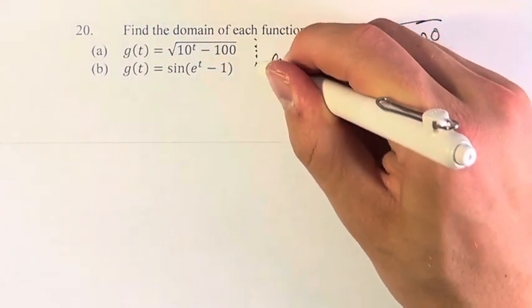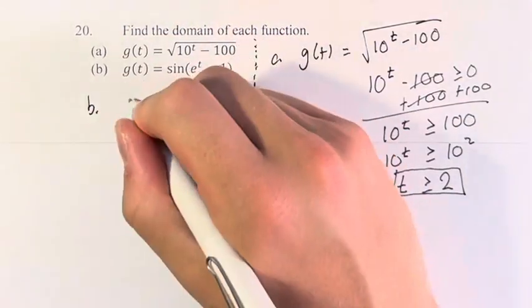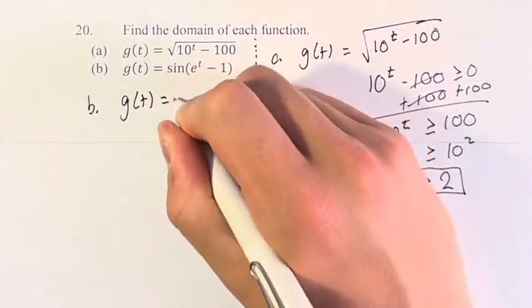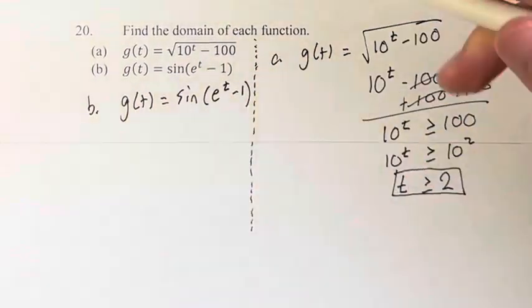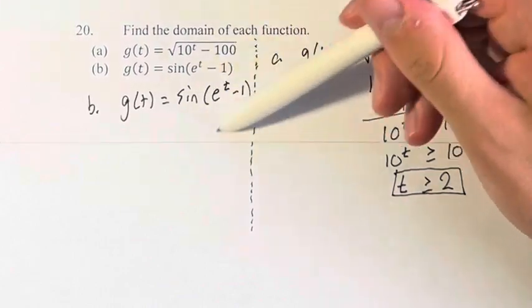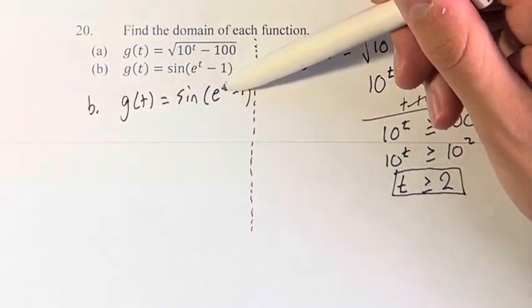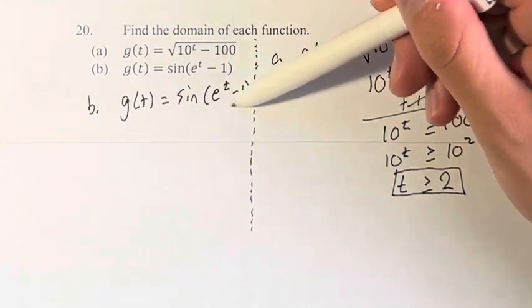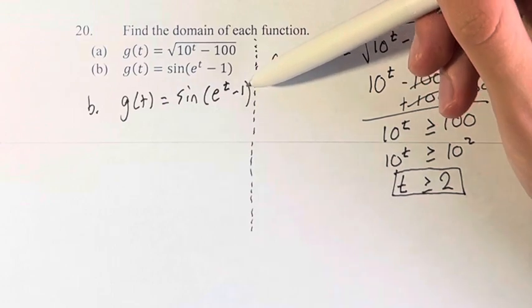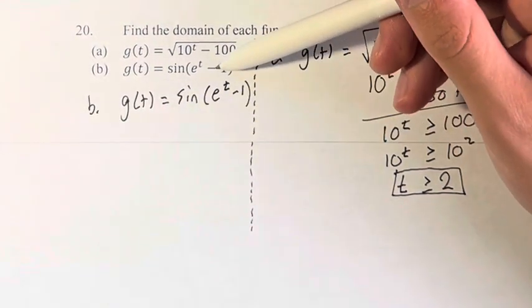For B, g of t is equal to the sine of e to the t minus 1. So looking at the different parts here, e to the t can take on any value. The domain of an exponential is all real numbers. Sine can take on any value. Therefore, this function has no domain restrictions.